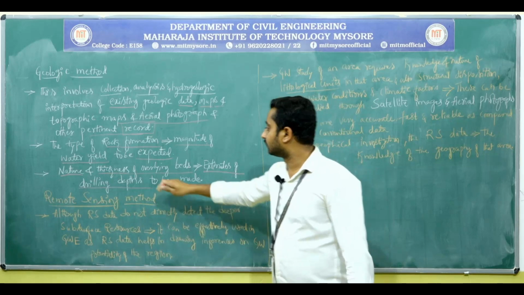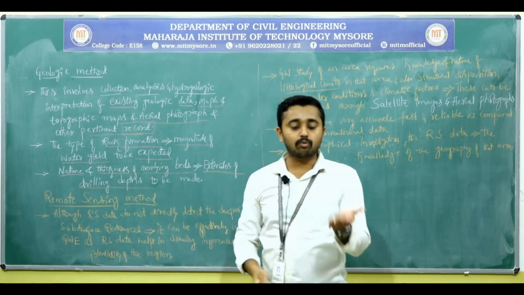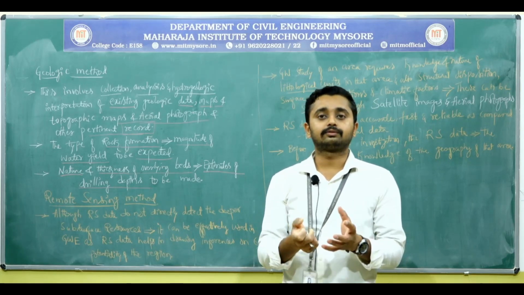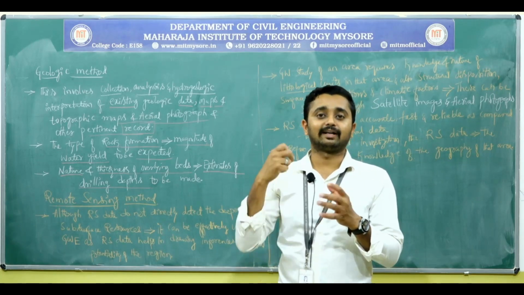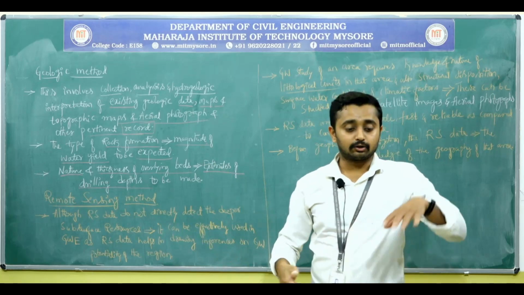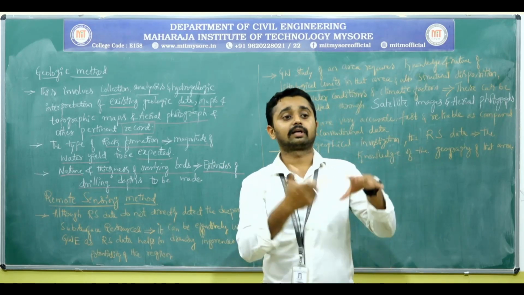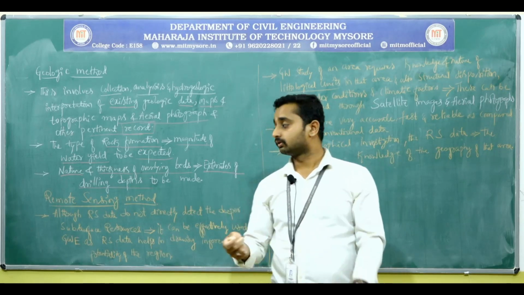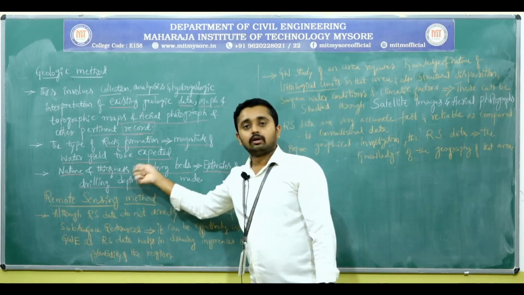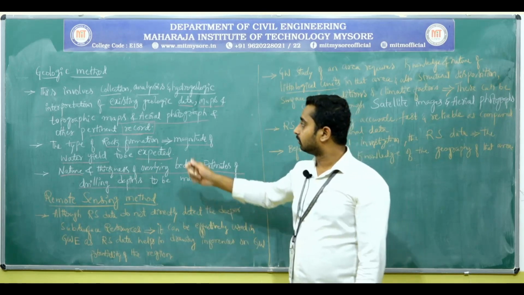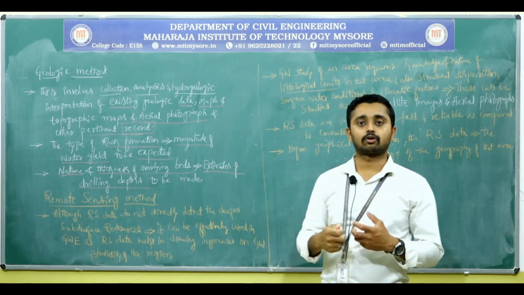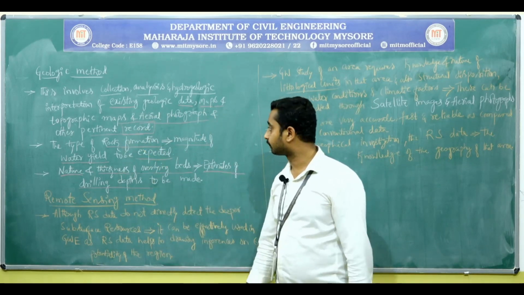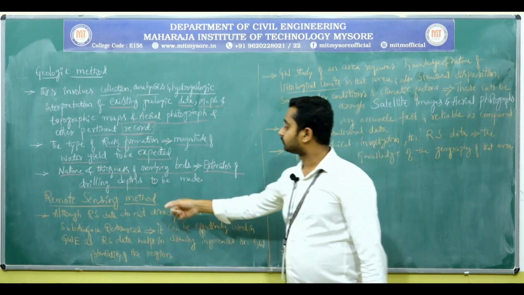This gives the nature and thickness of the overlying bed. The nature and thickness of the overlying bed gives us an approximate estimate of drilling depth. At what depth can we expect water? At what depth can we expect a high yield of water? All this information we are going to obtain by studying the records, the maps, and the topology sheets, etc. Okay. Next one is the remote sensing method.